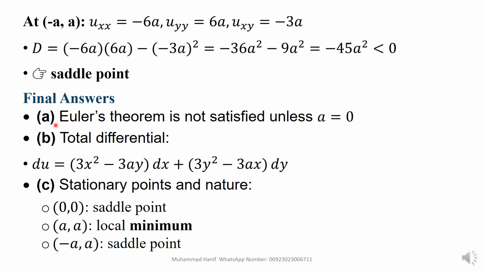Final answer. Euler's theorem is not satisfied unless a equal to 0. B. Total differential. You can see we have written the answer here. C. Stationary points and nature. Stationary point 0, 0 is a saddle point. a comma a is a local minimum. Minus a comma a is a saddle point.